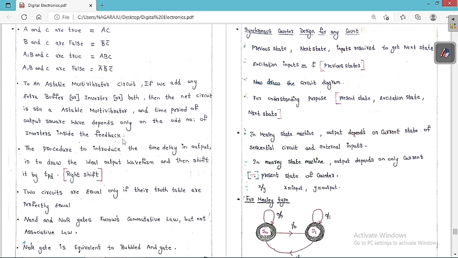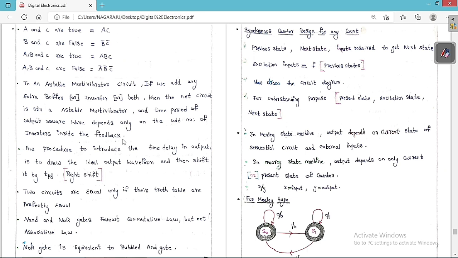The time period is 2 into n into TPD, where n is the number of inverters. N is only the number of inverters, which is an odd number. You have to consider only the inverters but not the buffers. We should not count the buffers. So finally, I can say that to an astable multivibrator circuit, if you add any extra buffer or inverters or both, the net circuit is also an astable multivibrator, and the time period of the output square wave depends only on the odd number of inverters inside the feedback.